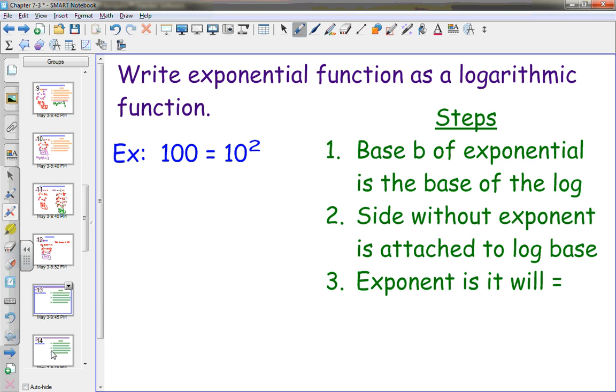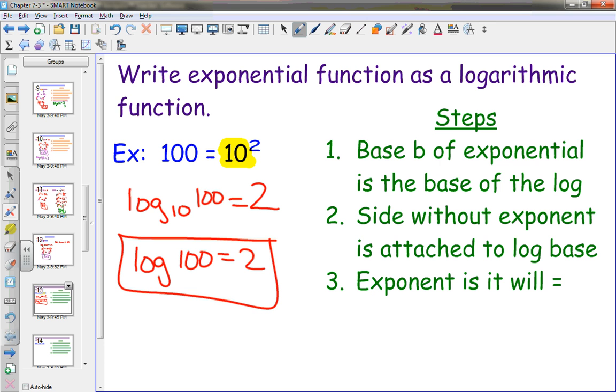Okay, now we're going to go backwards. Instead of writing from a log to an exponential, we're going to take an exponential and write it as a log. So now, pick out the base. The base is 10 because that's what has the exponent. So immediately you're going to write log base 10 is equal to, where does the exponent go? Across the equal sign. And then where does the 100 go? It drops down. Now, do I like to see log base 10? No, what should that be? Log of 100 is equal to 2. Do we understand that? Yay or nay?